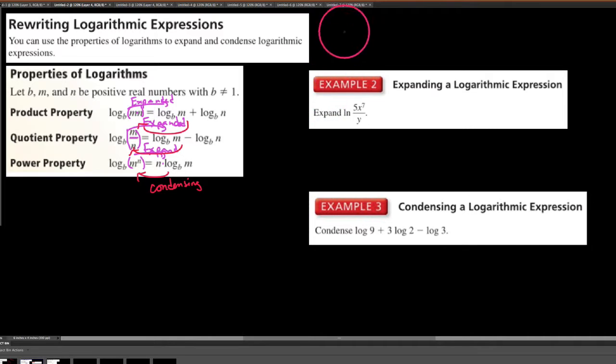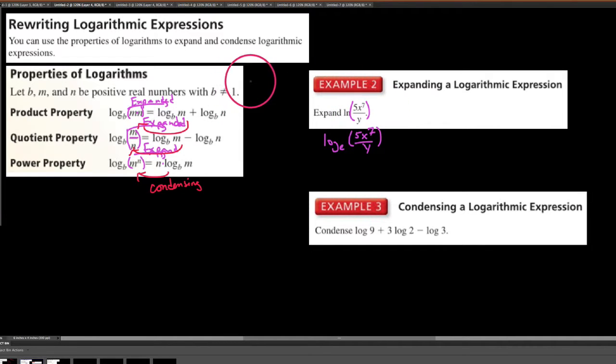Let's go ahead and take a look at these two examples that I've got screenshots of here. In the first example, what I want you to notice is that we are expanding our expression. The very first thing I want us to notice is that it looks like we're using a natural log. Recall that this is the same thing as log base e of 5x to the 7th over y. The thing I want to notice first is that it has a quotient in it.